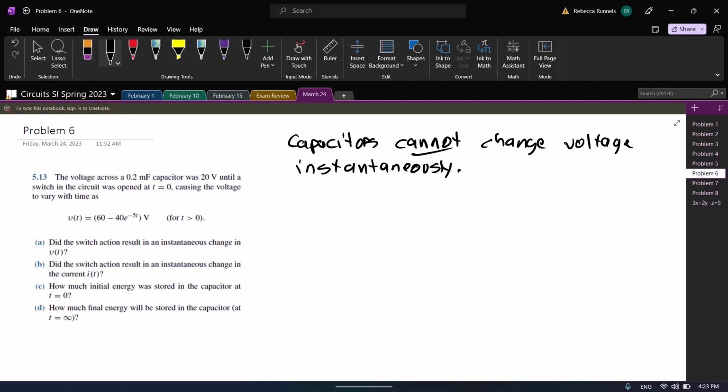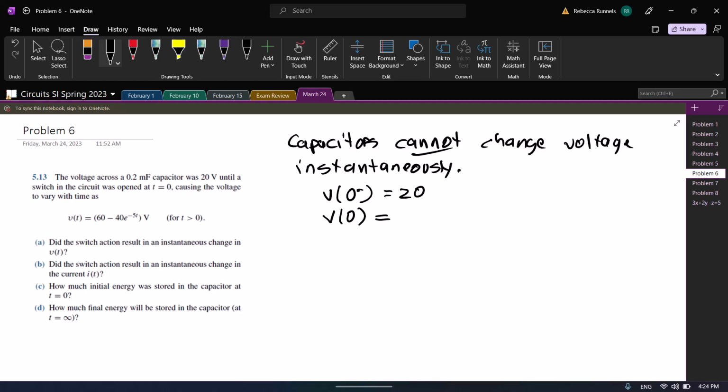Okay. So capacitors cannot change voltage instantaneously. So we talk about 0 minus as opposed to 0. 0 minus means everything right up to time t equals 0, and 0 plus is right at time t equals 0. The voltage was 20 volts until the switch was opened at t equals 0, so the voltage at 0 minus was 20. But the voltage at 0 is governed by this equation.